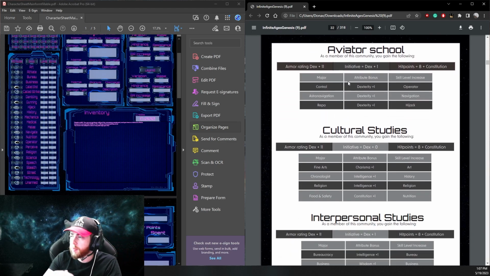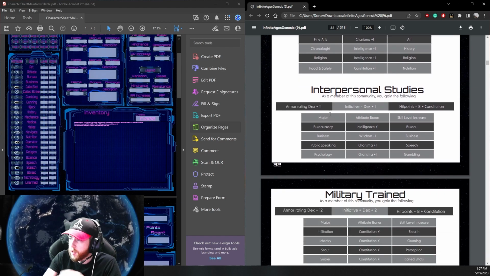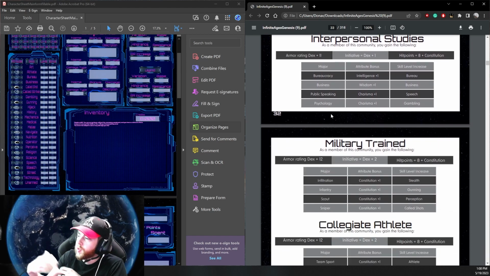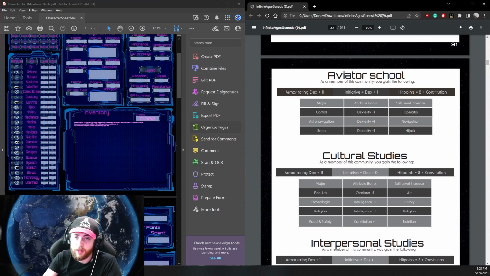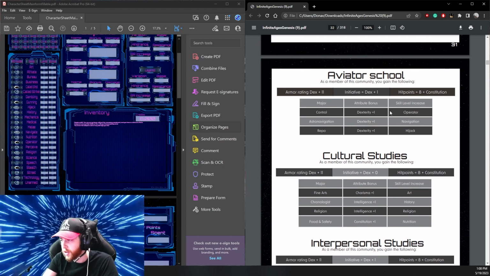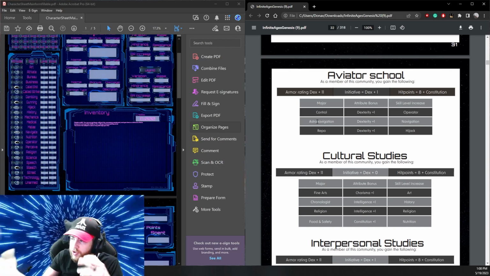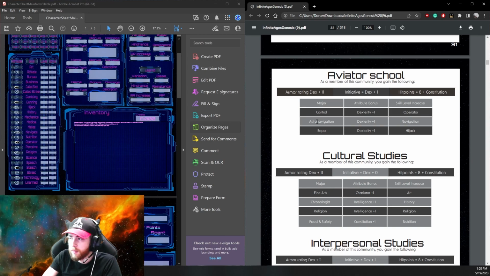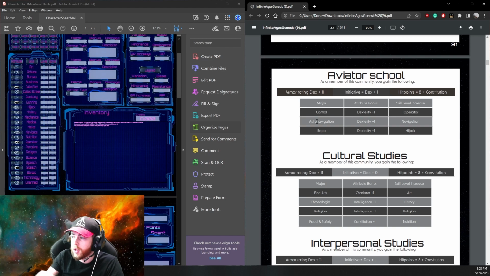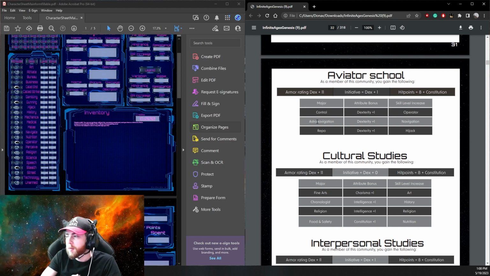So under the books, it's like, oh, this is aviator school, this is cultural studies, this is interpersonal studies. But you don't necessarily have to go to a cultural school to understand how to operate a vehicle, right? That's what operator is going to be, or astronavigation. That's just like a general major, a general idea. Your backstory and things like that is where you'd get that training, so you can tweak the major, tweak the name of these things, but use the base stats and be okay.